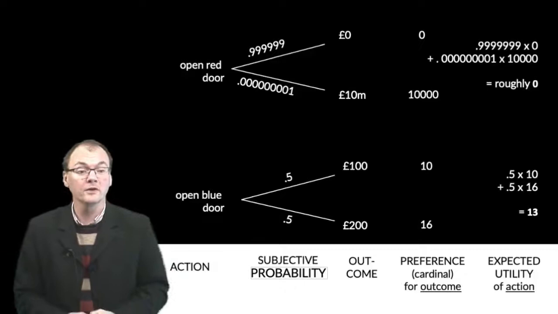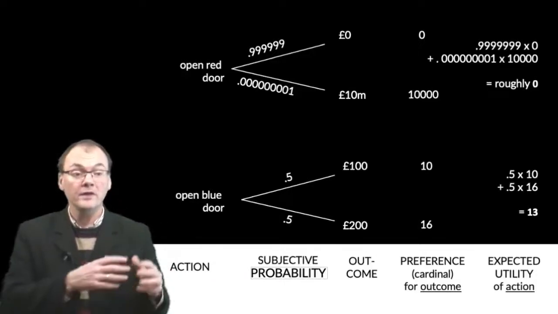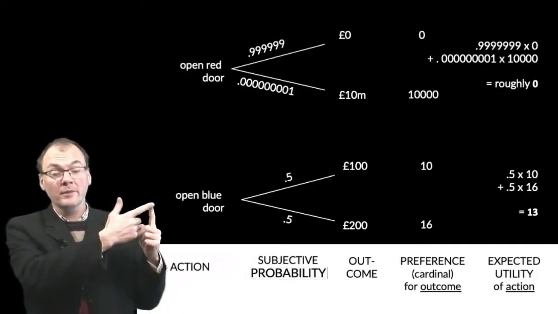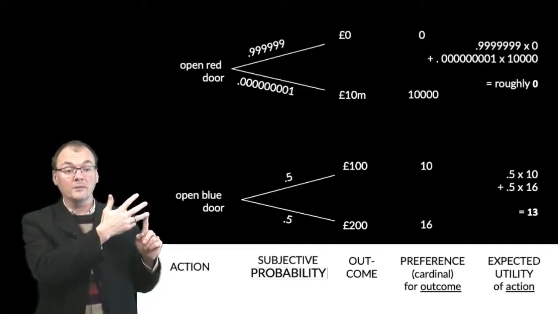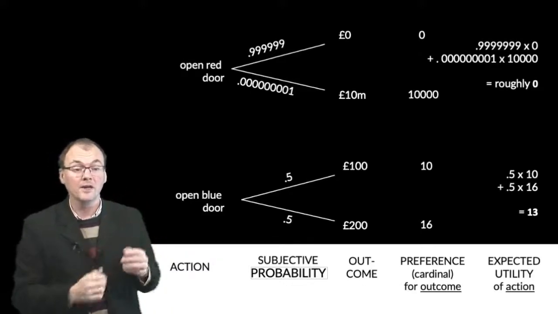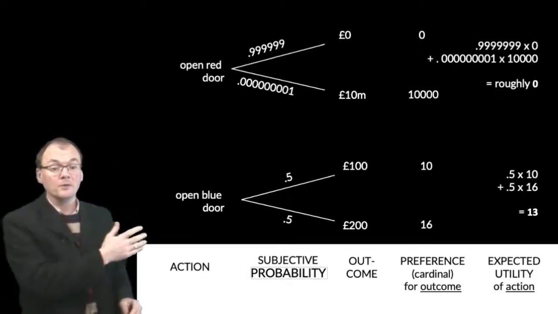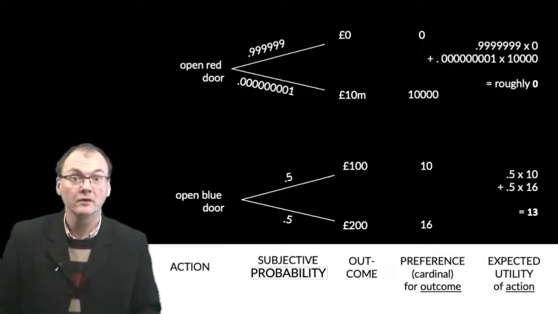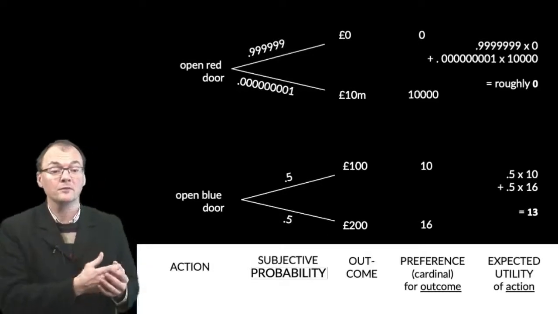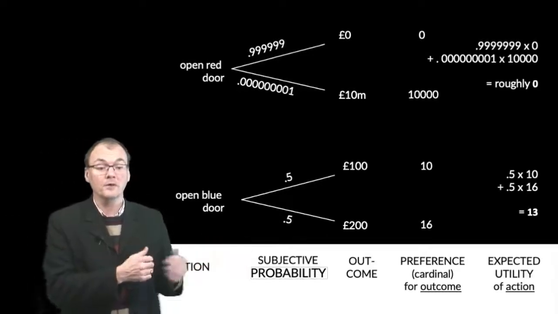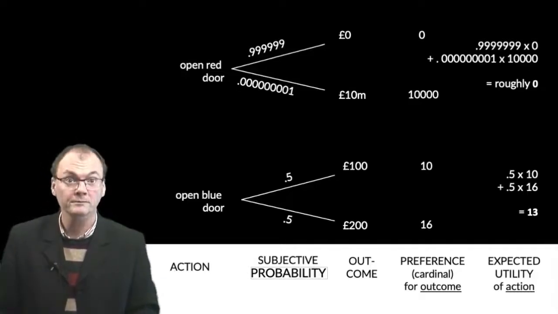By contrast, when we look at the same function, expected utility, for the red door, we multiply the high probability by the outcome of 0 and the low probability by the outcome of 10,000. In that case, we get roughly 0 there. What this tells us is that opening the blue door has higher expected utility. And so if you were using expected utility, if you knew how to rank your preferences and what your expectations were, subjective probabilities, then you would, of course, choose the blue door over the red door.